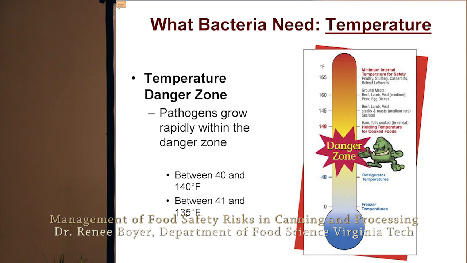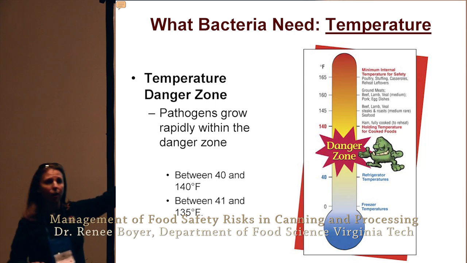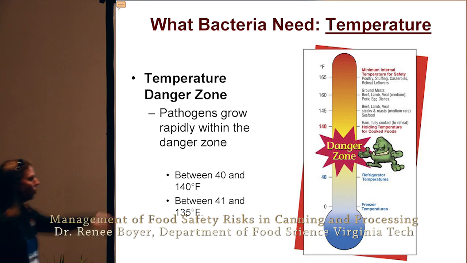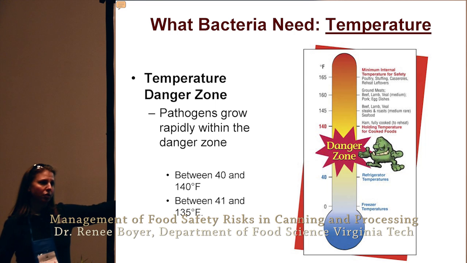Okay, the next one is temperature. One way that we control spoilage of food is we put it in the refrigerator or we put it in the freezer. In order for bacteria to grow, they have to be at the right temperature. Pathogens and most spoilage organisms grow rapidly within what we consider the temperature danger zone, which is between 40 and 140, room temperature. There are a lot of things you don't want to leave out at room temperature because the pathogen or spoilage organism could grow. So we use refrigeration and freezing to control that.